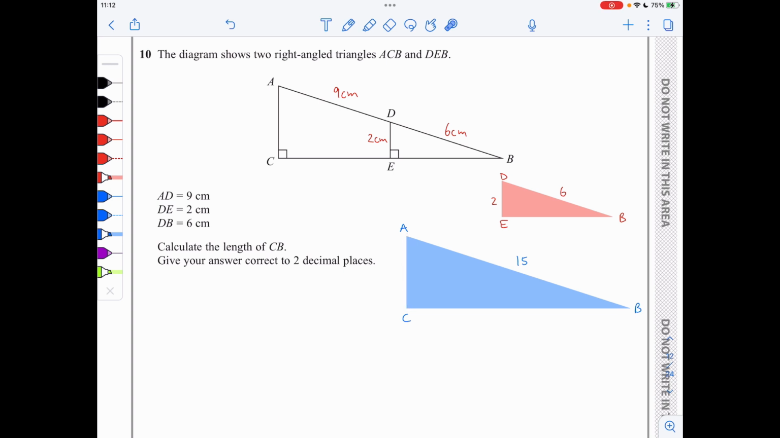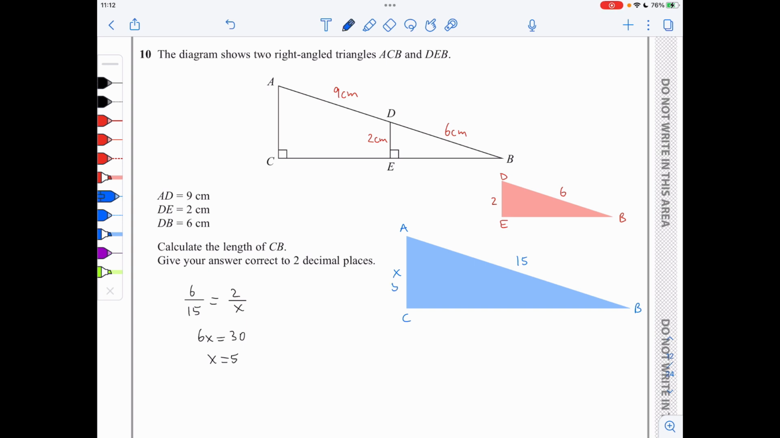So if I call AC x, then we can say that if 6 becomes 15, then 2 becomes x. So the corresponding sides are the DB with the AB and the DE with the AC. So 6x is 30, and therefore x is 5.